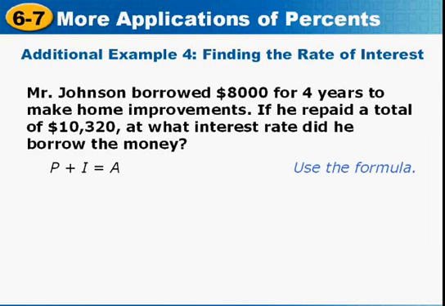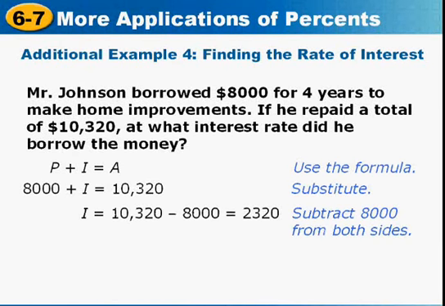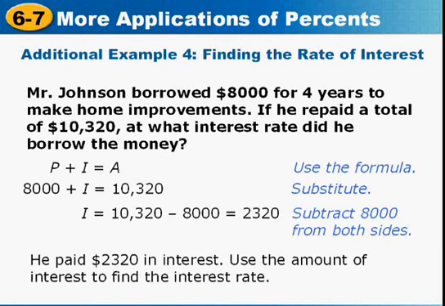P plus I equals A. So you have to remember that if he repaid a total of $10,320, and we know that he borrowed $8,000, we've got to find I. We have got to find the interest that he paid. We know what he borrowed. We know what he ended up paying in the end. And now we've got to find I. Inverse operations. That's a positive 8,000. So we subtract 8,000 and we get 2,320. That's the amount of interest he paid.